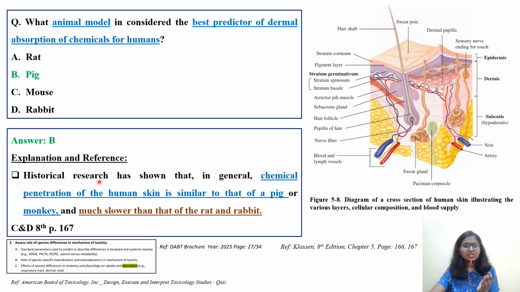is that historical research has shown that, in general, chemical penetration of human skin is similar to that of pig or monkey. It is saying that human skin penetration is similar to that of pig and monkey and much slower than that of rat and rabbit. So in the case of rat and rabbit, dermal penetration is high, but in human skin, as well as pig and monkey, the dermal penetration is less.